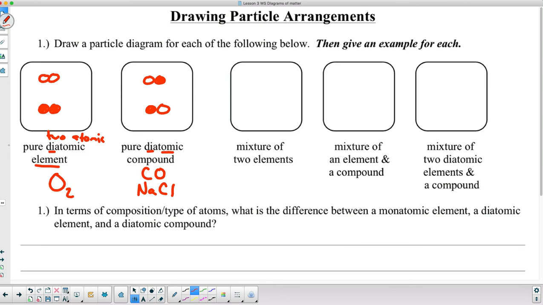I'm sure you guys can use the examples from above, from 1 through 15 boxes on the first page, to see if you can figure out the mixtures of two elements, mixtures of an element and a compound, and give examples for those. And also describe number 1 here in terms of composition, the type of atoms, and what the difference is between the monatomic, mono meaning one atom, element that looks like this, and a diatomic element that looks like this, and a diatomic compound that looks like this, but they're both touching. There, like that. That's touching.